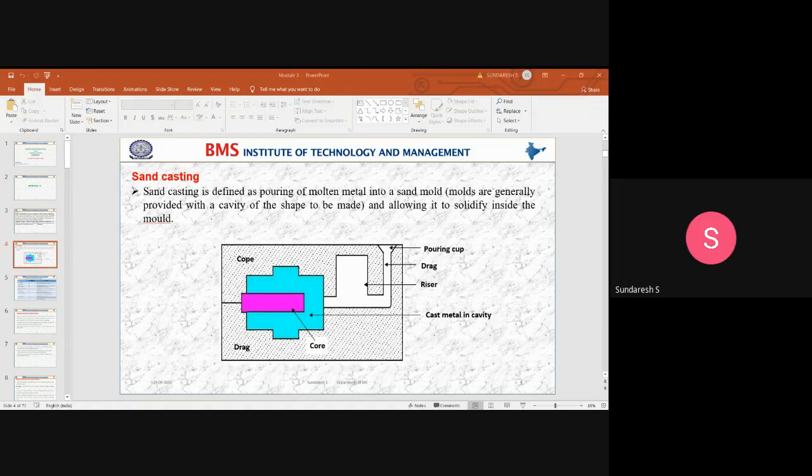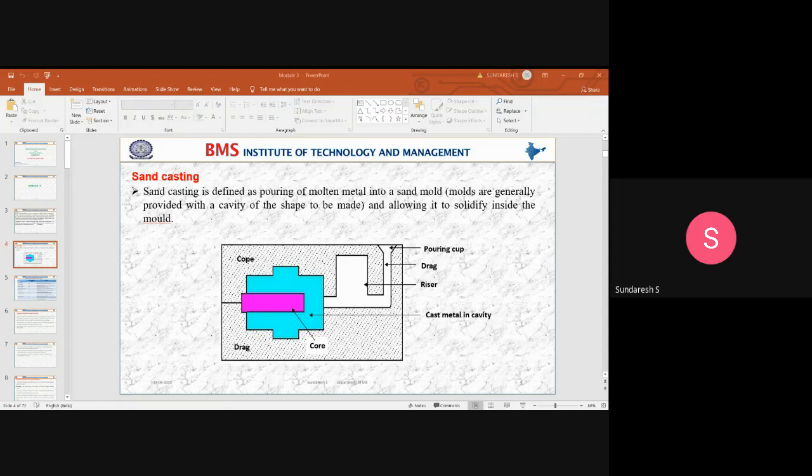How do you come to know that molten metal is coming out of the drag? A riser will be created at the other side of the drag, sir. Very good. Yes, that is the way. That is the basic thing, how we are going to understand the concept of sand casting, right?